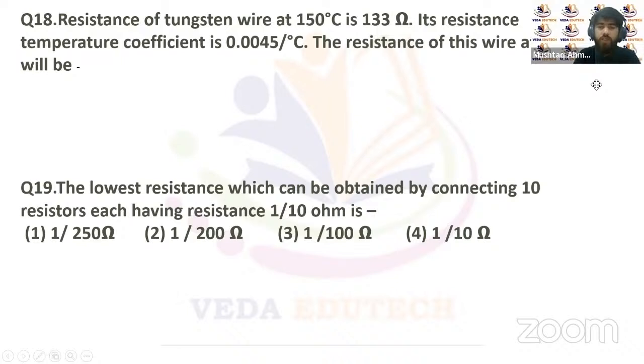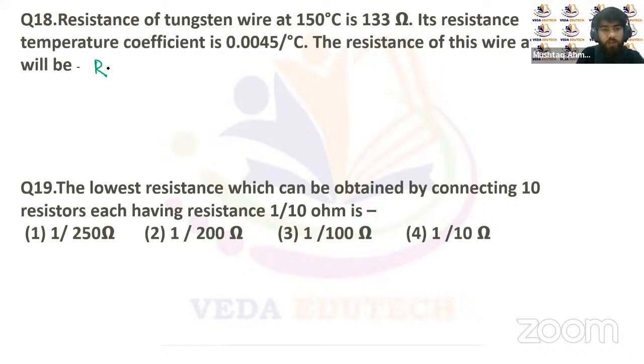The resistance of this wire at 500 degrees centigrade is... Now we know that for an ohmic conductor, the resistance of the conductor actually increases upon increasing the temperature. So the resistance of the conductor increases upon increasing the temperature.